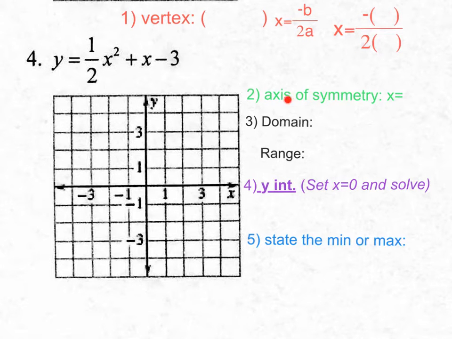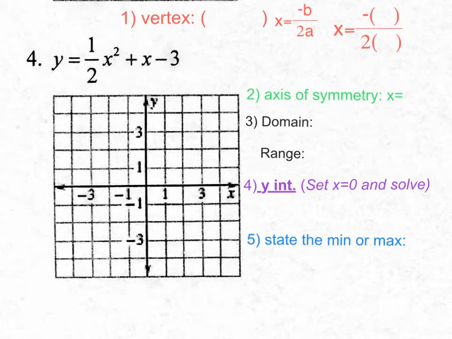You're also going to need to find the axis of symmetry, which is simply the x value of your vertex. You're going to have to state the domain, the x values, which is always going to be x equals all real numbers when it comes to parabolas that open down or open up.